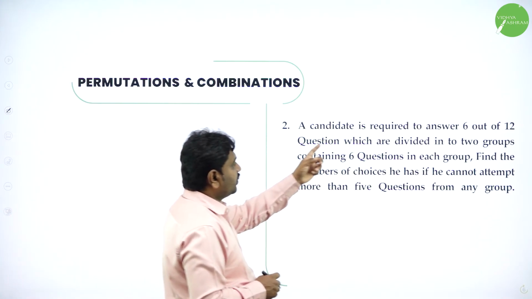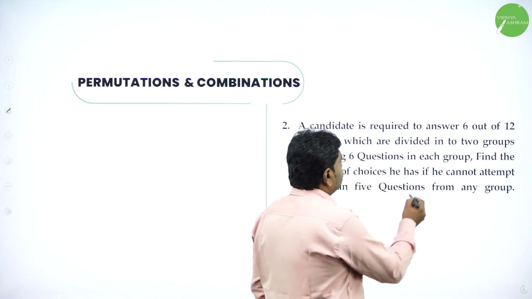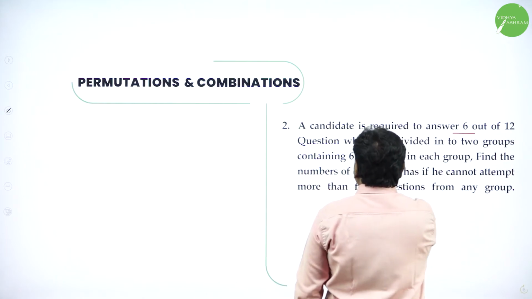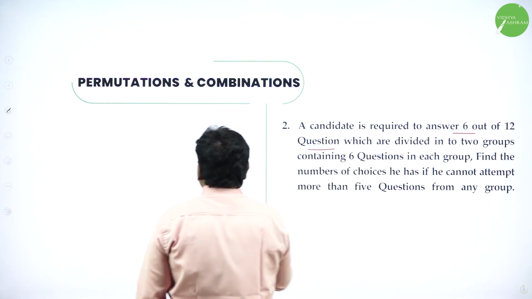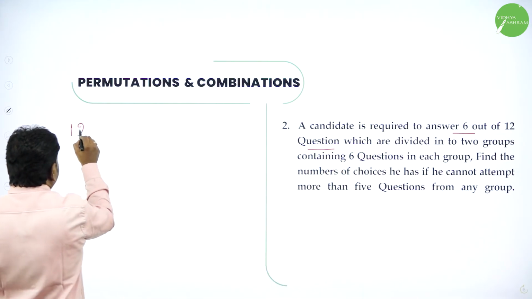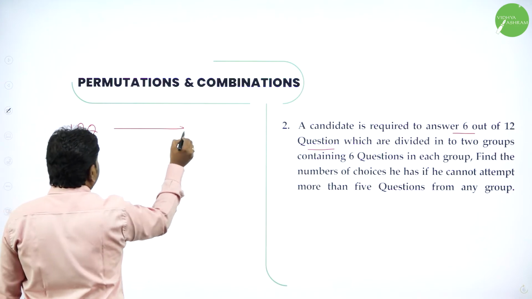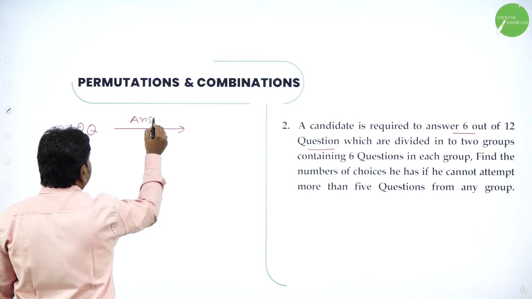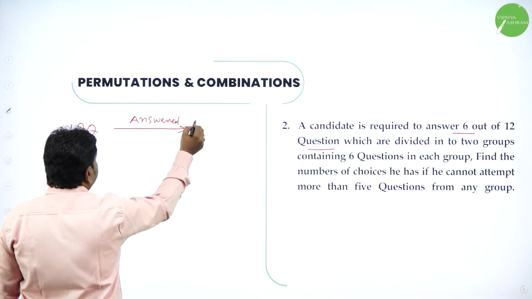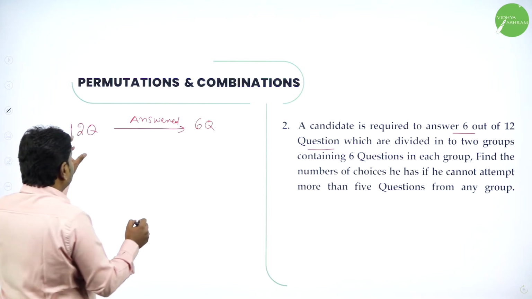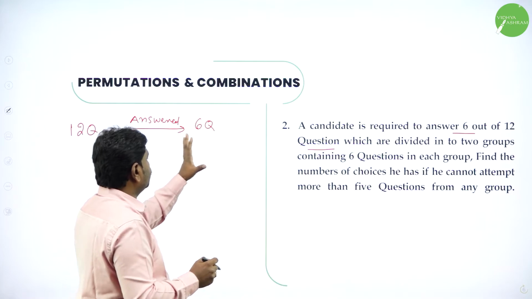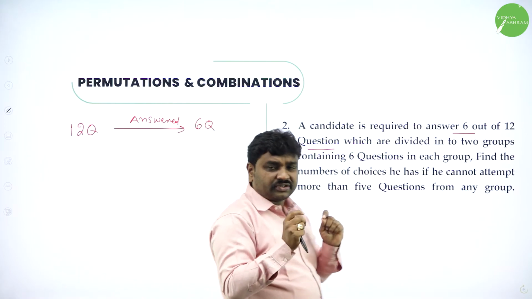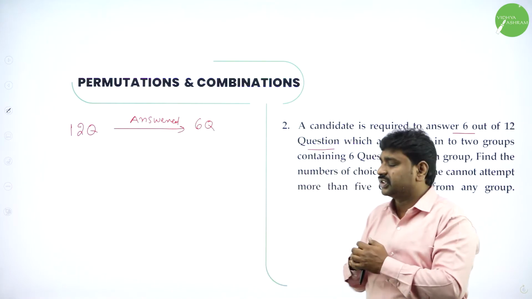a candidate is required to answer 6 out of 12 questions. So there are 12 questions. How many should be answered? 6 questions. 12 questions, out of which 6 should be answered. Means out of 12 questions, you should select 6 and answer.